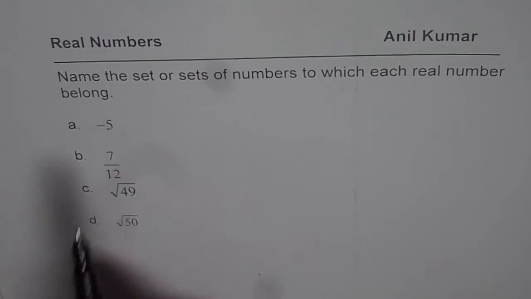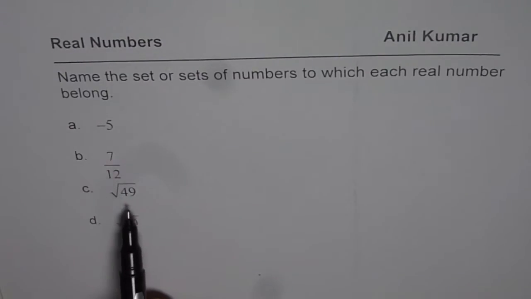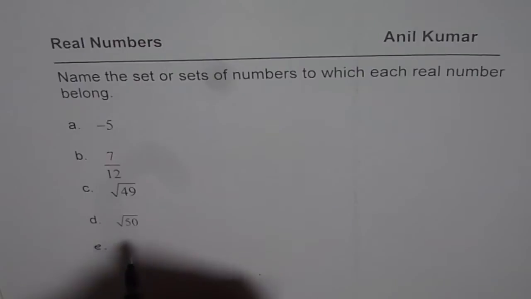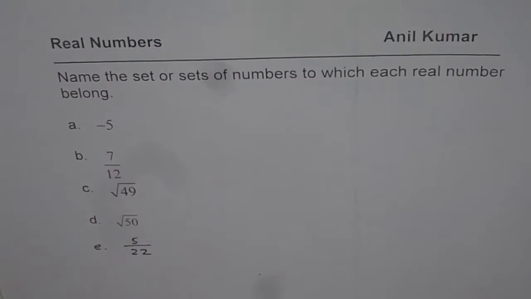So we have -5, 7 over 12, square root of 49, square root of 50, and we can add one more here. Let us say we have 5 over 22. So we have these numbers here. Now you need to classify them into different groups: natural numbers, whole numbers, integers, rationals, and irrational numbers. You can pause the video, answer, and then look into my suggestions.